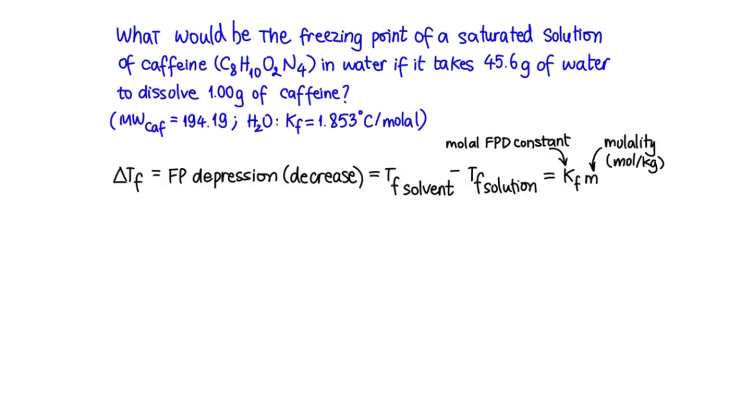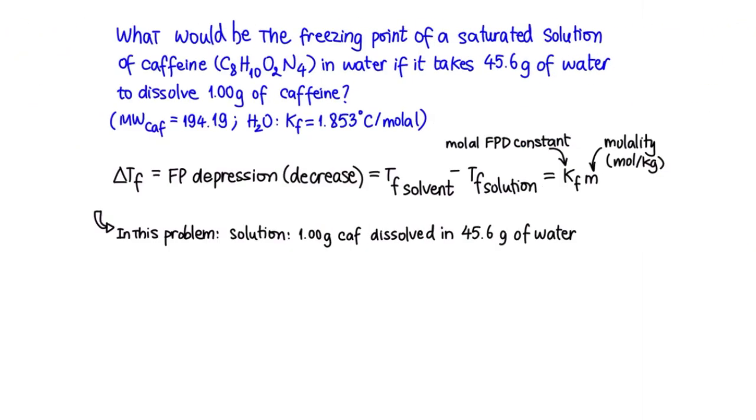We'll keep that in mind, and we'll also have the formula to calculate delta TF, that is taking Kf, or the molal freezing point depression constant, times the molality of the solution. So let's go straight into solving this problem.